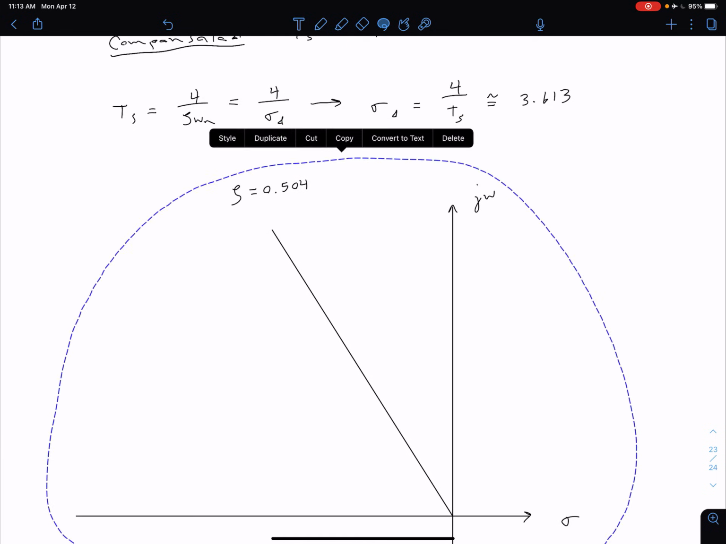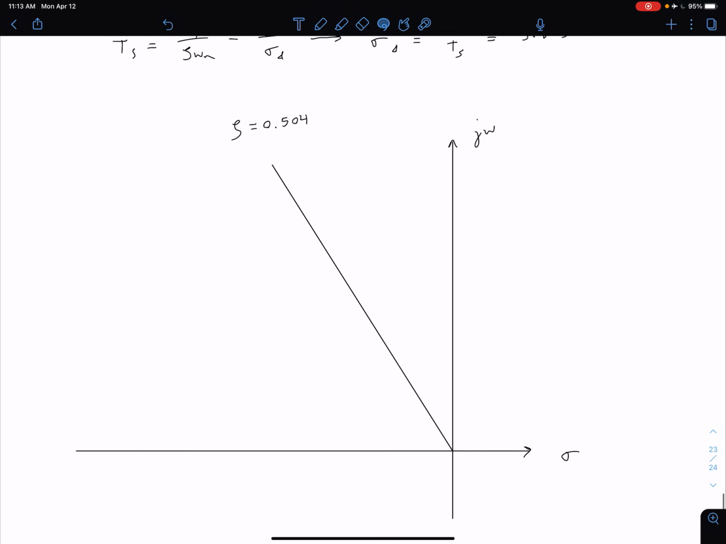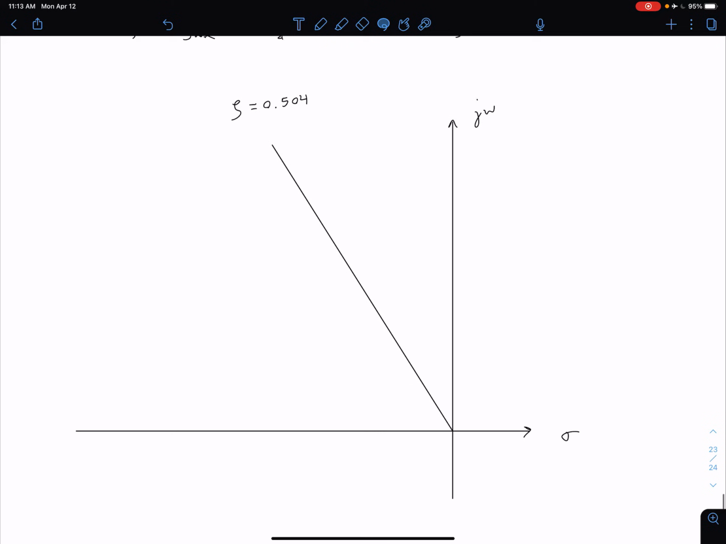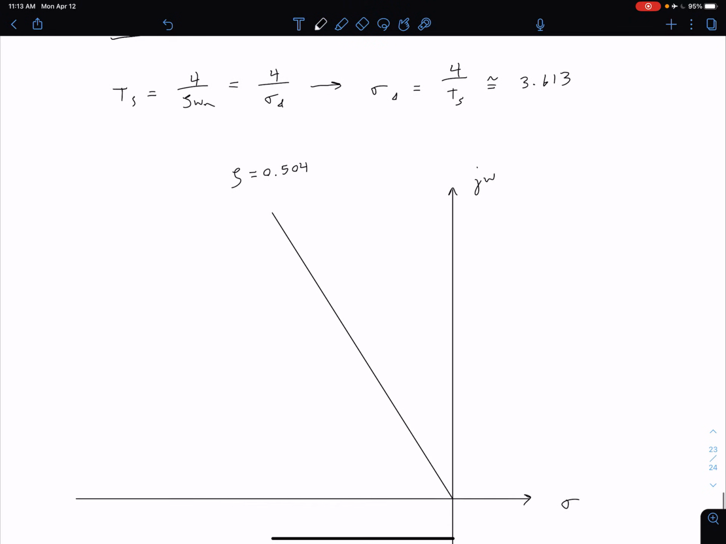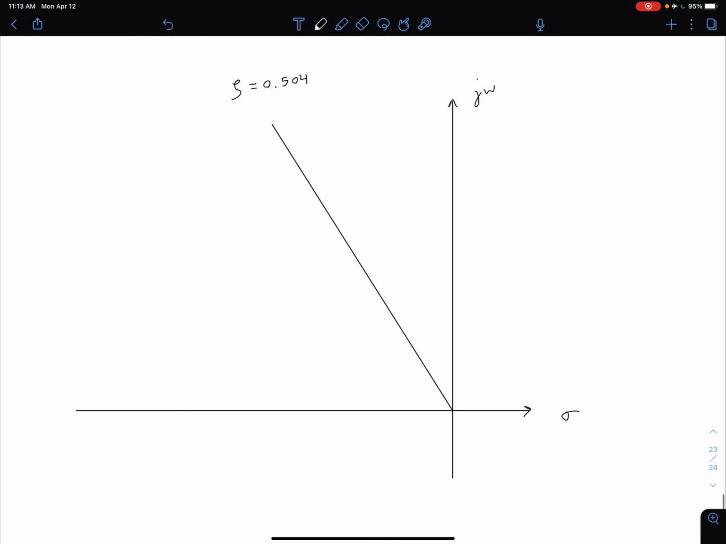Now the reason we want to do that is we can look at our S-plane. So if we look at our S-plane here, I've got our damping ratio line for 0.504. And so what that's telling us is that this 3.613 is the magnitude of our real part. So we come over here and we know that negative 3.613 is going to be the location of our pole. So let's do our closed loop pole in orange.